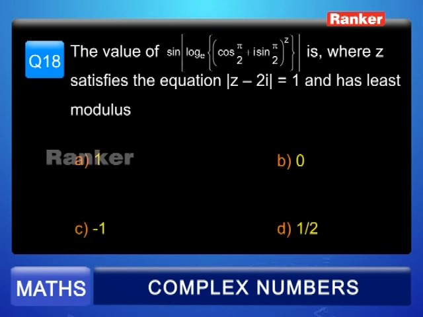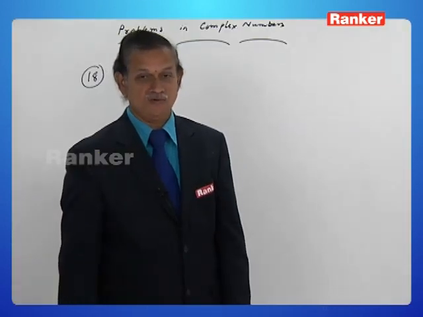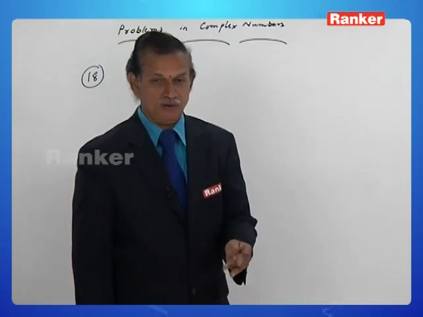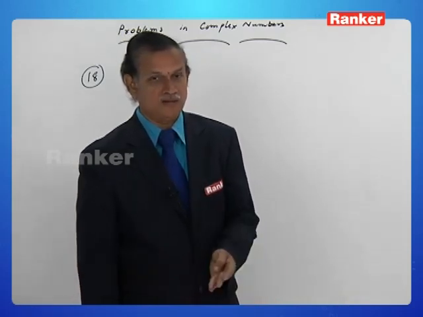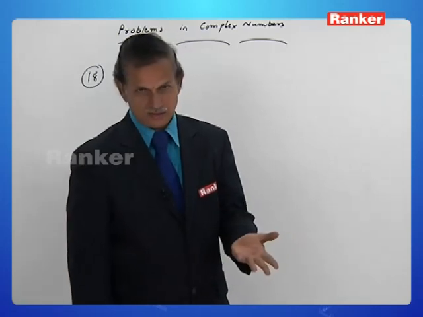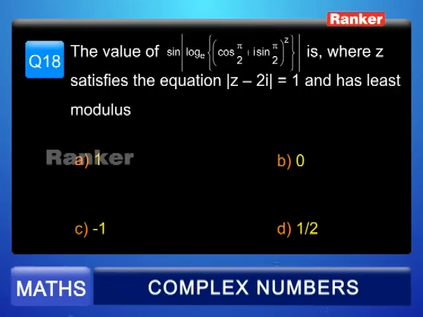The value of sine of log of cos pi by 2 plus i sin pi by 2 whole power z to the base e is... so many functions are involved here. A sine function, logarithmic function and e power theta function, like that. So we have to deal with it very carefully, where z satisfies the equation mod z minus 2i is equal to 1 and has the least modulus. Z is a peculiar complex number satisfying mod z minus 2i is equal to 1 and has the least modulus.